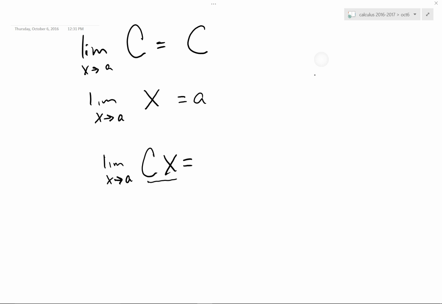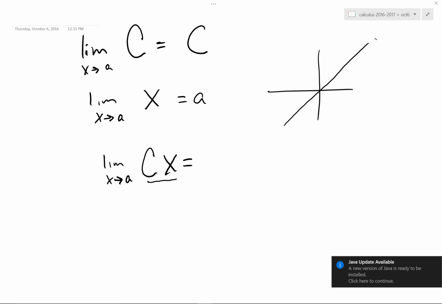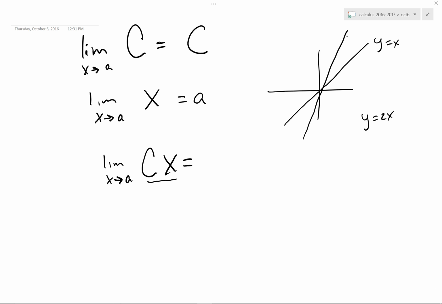Well, let's think about this for a minute. Here is the graph of y equals x. Looks like this feller. C times x. Let's say it was 2x or something. Are you good with this? So if it was y equals 2x, of course, that would look like this one, a little steeper, right? And so they go through the origin, of course.